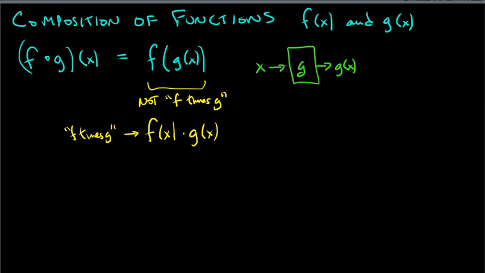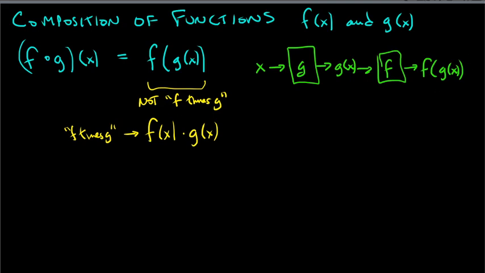Right. Now, g of x, that comes out of g, and then it goes into the function f. So the output of g becomes the input of the other function f. And what comes out is f of g of x. Right? So it's a two-step process, right? You're taking x, goes into g, what comes out is g of x, and then what goes into f is g of x, and what comes out is f of g of x.